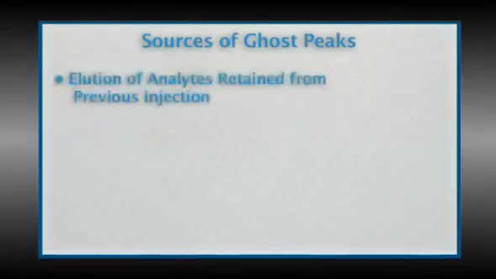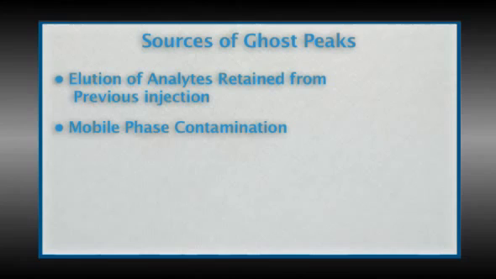First, elution of analytes retained from previous injection. This is easy to diagnose and fix. This is a simple chromatography problem. Next is mobile phase contamination. This is a little more confusing and a little more difficult to diagnose, but it also is easy to correct. Sample preparation. This can be insidious and difficult to diagnose. It can be a chemistry problem.